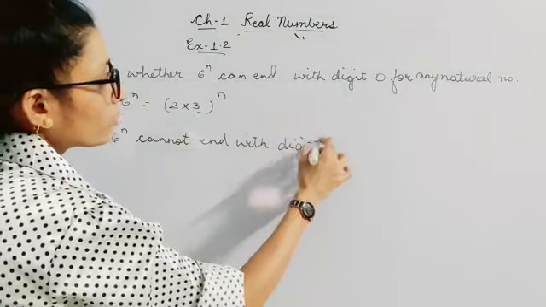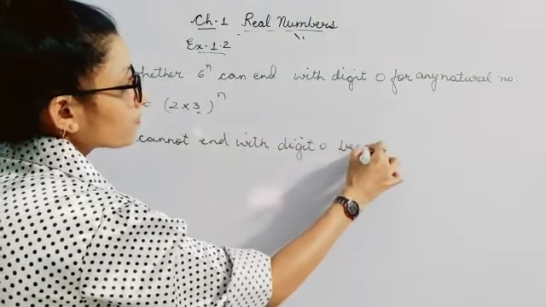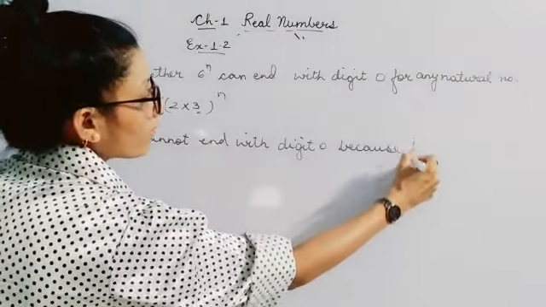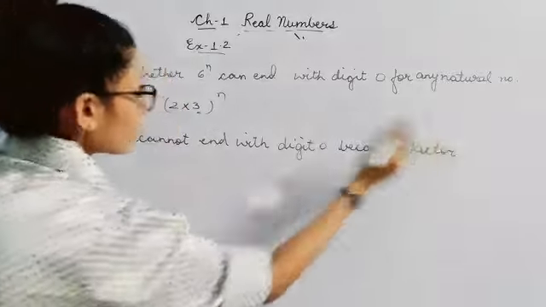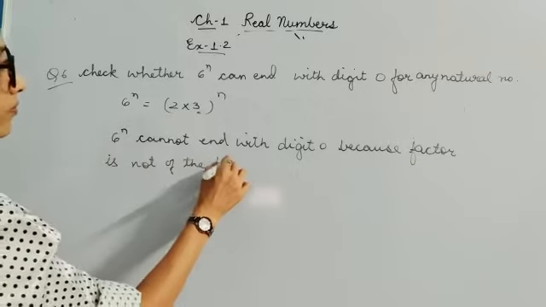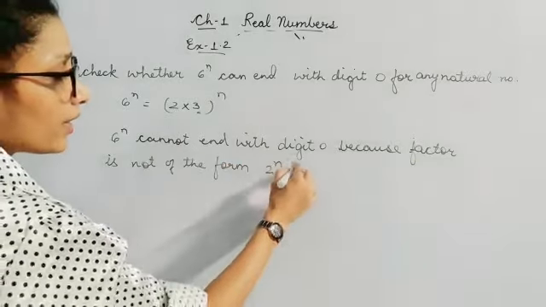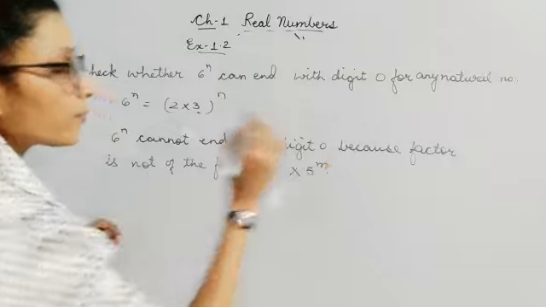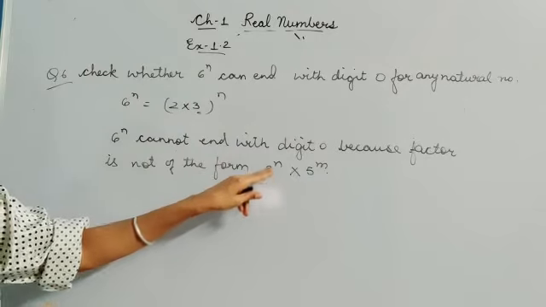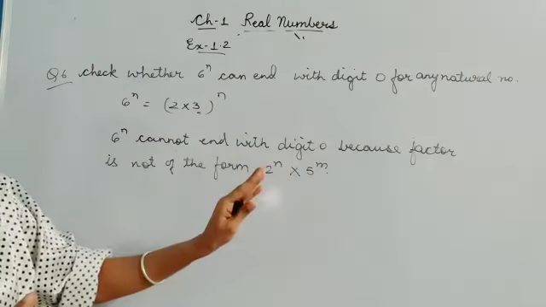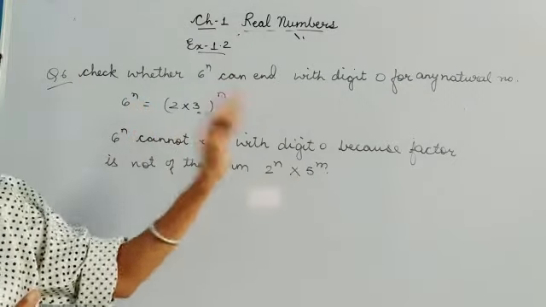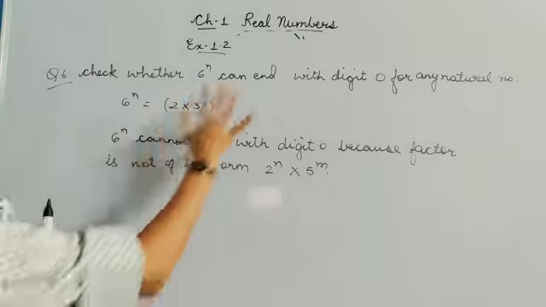So I will be writing, therefore, 6 raised to power n cannot end with digit 0 because its factor is not of the form 2 raised to power n into 5 raised to power m. For a number to end with 0, it should be in the form 2 raised to power something into 5 raised to power something. If 2 and 5 are the factors of the given number, then we can say it can end with digit 0. Otherwise, it will not end with digit 0.